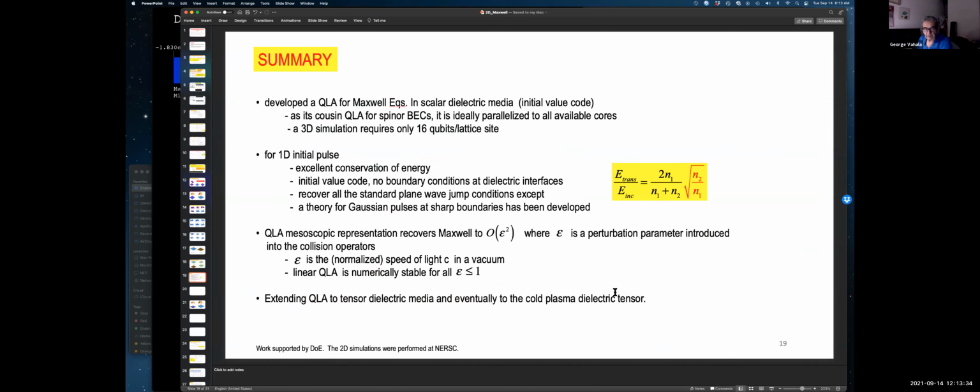So basically what we've done is we developed a quantum lattice gas for Maxwell's equations for a scalar dielectric. Doing initial value code, there's no boundary conditions applied except the end conditions being periodic. For 3D simulations, we'll only need 16 qubits per lattice site. And the epsilon parameter that we've had to introduce is basically nothing but the normalized speed of light in the vacuum. And what surprised us is that the QLA algorithm is stable all the way to epsilon equals 1. And we're going to be extending this to tensor dielectrics and eventually go to the cold plasma dispersion relation.